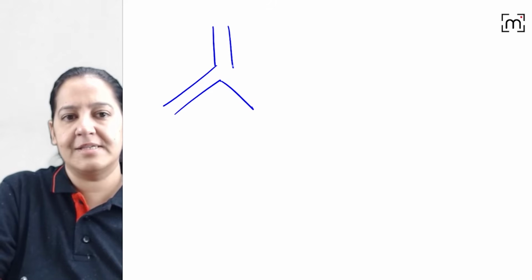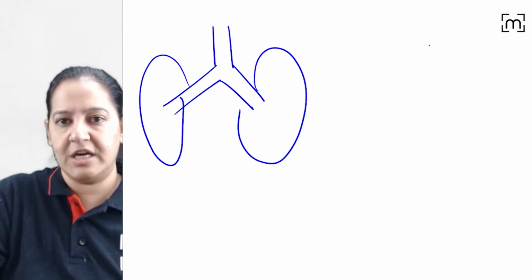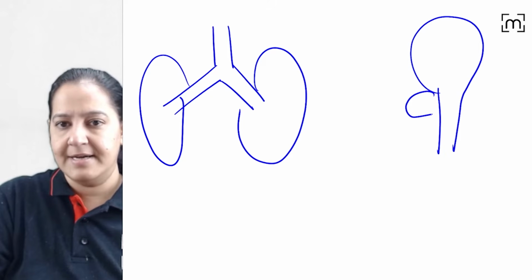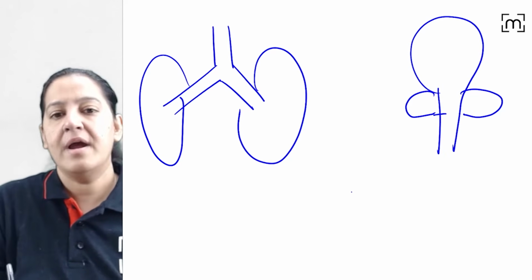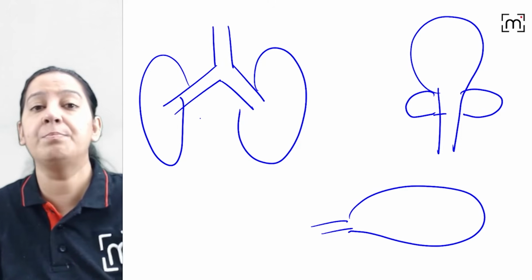So let me draw the lungs for you. This is bronchus, trachea and the lungs. Right. Let me draw the prostate for you. You know, in males there is a gland known as prostate gland. This is a prostate gland around the urethra. That is prostate for you. And let me draw the gallbladder for you. We have a gallbladder in which bile is stored.